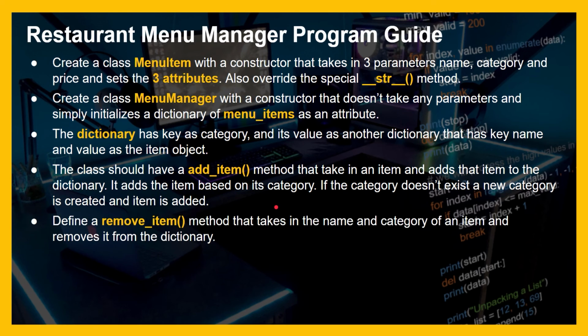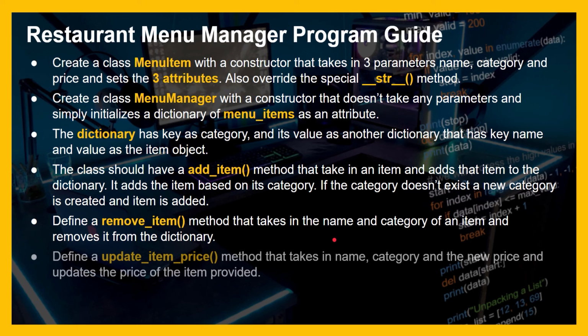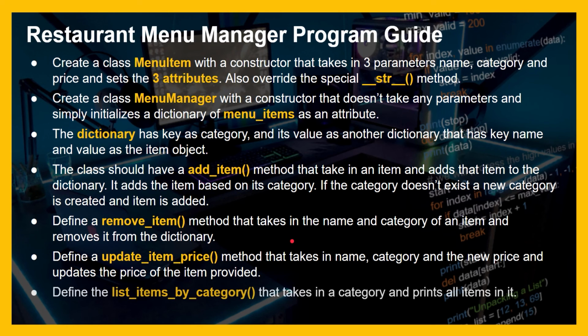Next, you'll need to define a remove item method that takes in the name and category of an item and removes it from the dictionary. Define an update item price method that takes in a name, category, and the new price, and then of course updates the price of the item provided. And finally, well, not finally, there's one more step, but define the list items by category method that takes in a category and prints out all the items in it. This is going to be very helpful later on.